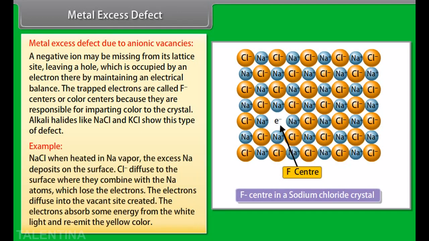Example: NaCl when heated in Na vapor, the excess Na deposits on the surface. Cl- ions diffuse to the surface where they combine with Na atoms, which lose electrons. The electrons diffuse into the vacant site created. The electrons absorb some energy from the white light and re-emit the yellow color.